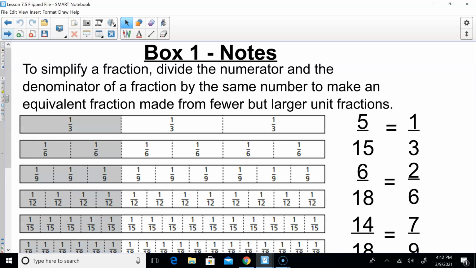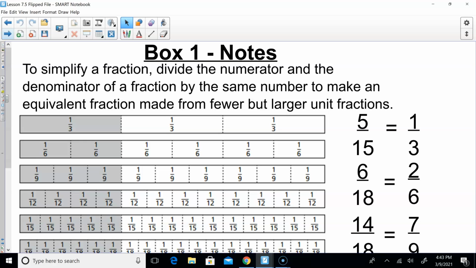Here's one thing to remember. To simplify a fraction, this is a little bit different. We probably should have done this yesterday. To simplify a fraction, divide the numerator and the denominator by the same number to make an equivalent fraction made from fewer but larger unit fractions.